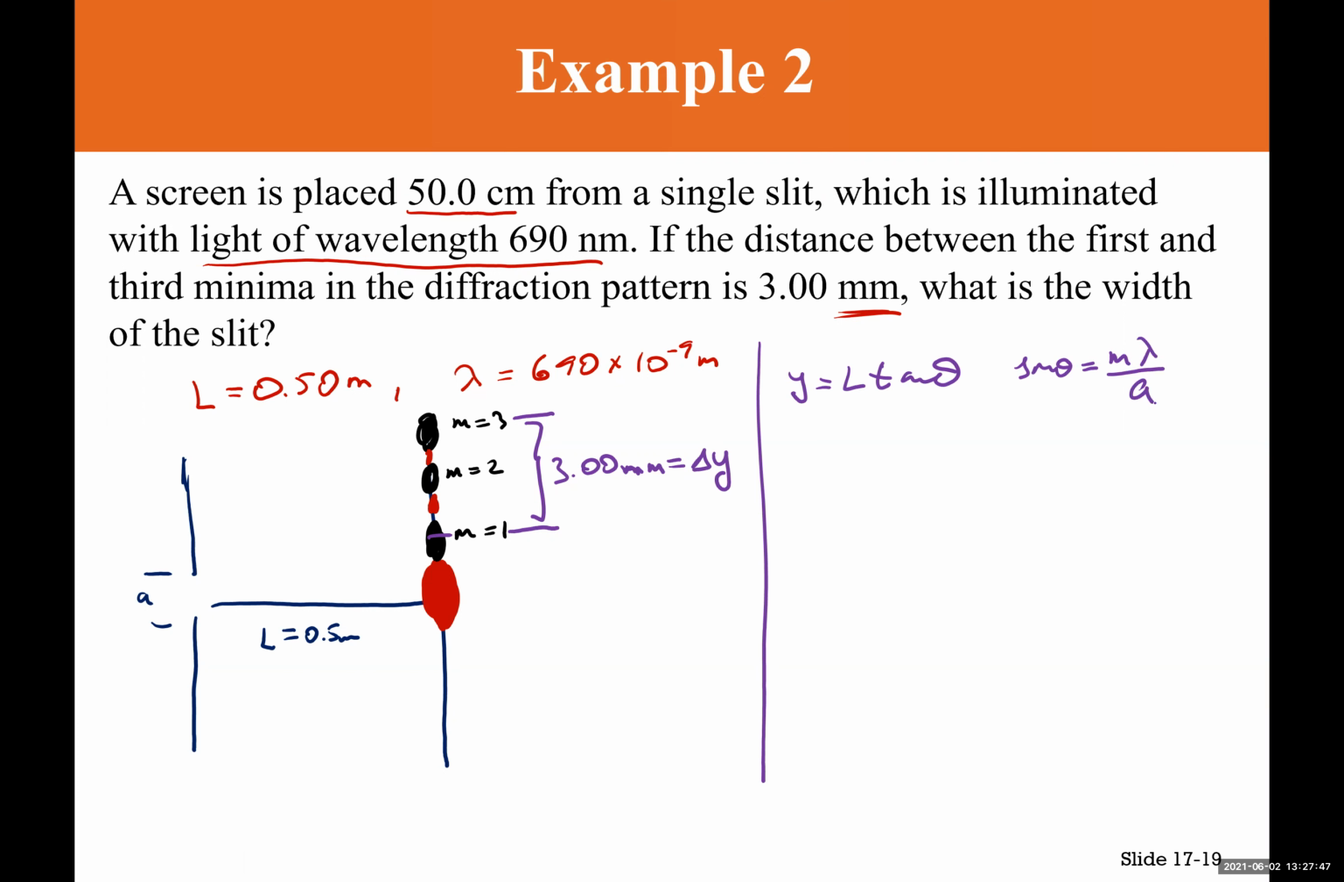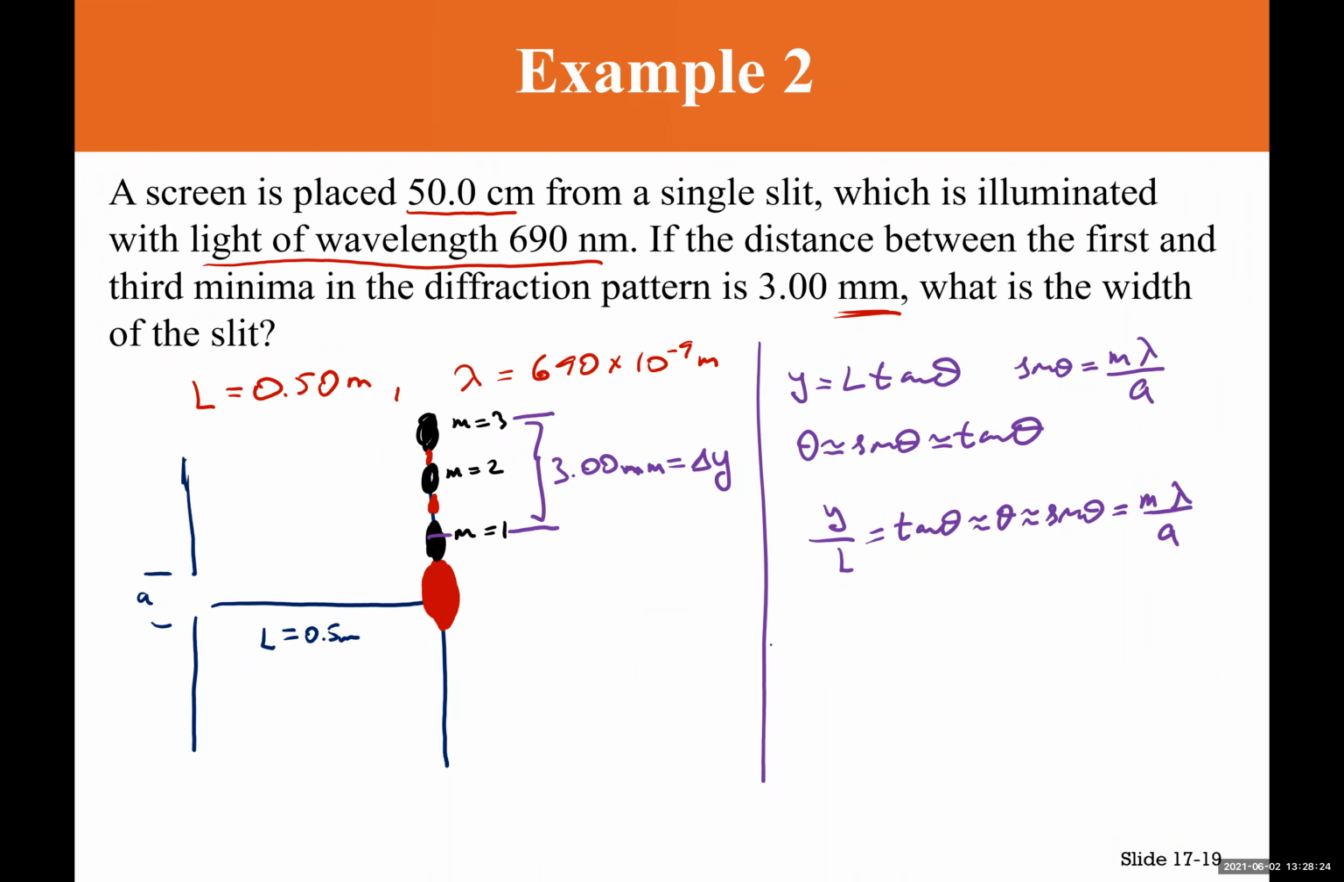Okay. Now, generally, when we're dealing with a small wavelength like that, light going through a small opening, we can assume that the thetas are small. So if the thetas are small, we can say sine of theta is approximately tangent of theta. Okay. So then I can say y over L, which equals tangent of theta, is approximately theta, approximately sine of theta. That means it equals m lambda over a.